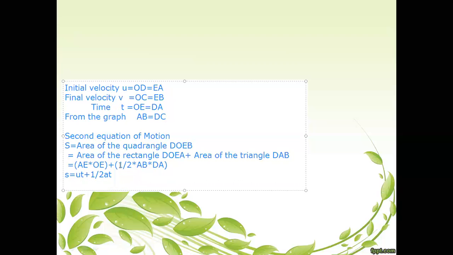So this is the second equation of motion. S equal to UT plus half into AT square. This is the second equation of motion. Next we see about the third equation of motion.